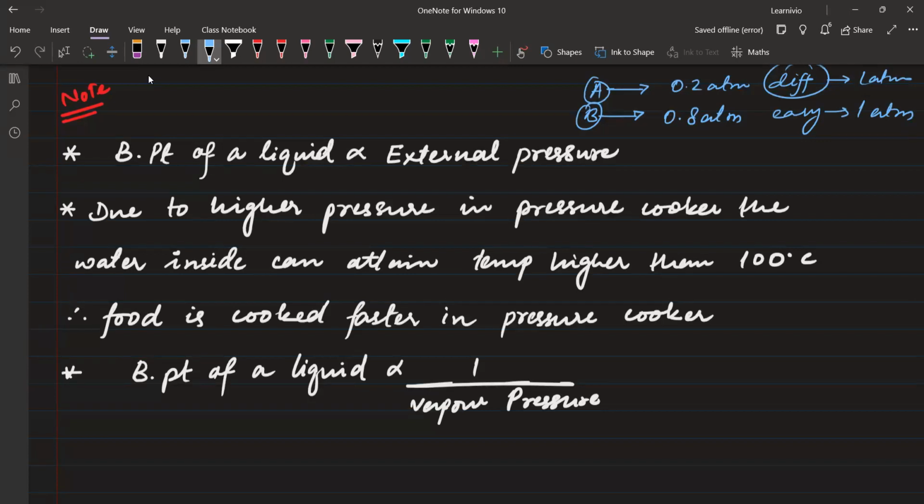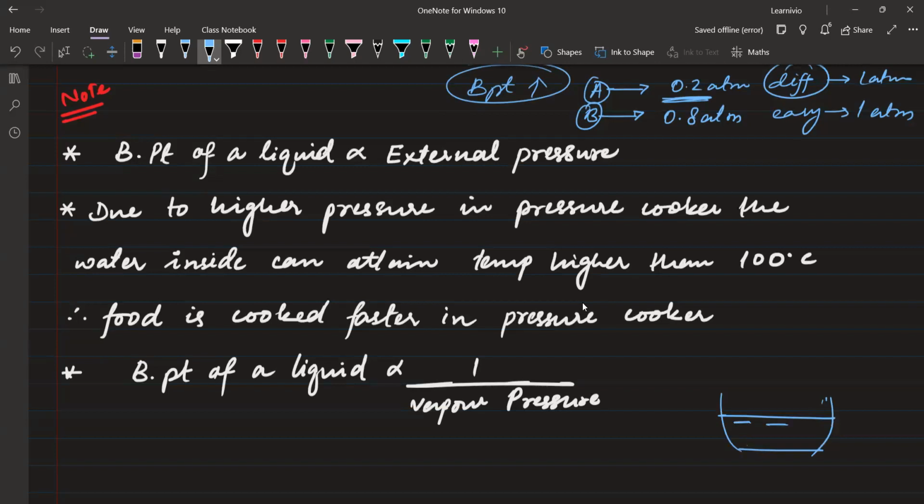So that is why, with difficulty means you have to heat it a lot. If you want to go from 0.2 to 1 atm and it is difficult, that means you have to heat it a lot. If you are heating a lot, the temperature will be higher, so the boiling point will be higher. So the vapor pressure was low and the boiling point is high. Make sense?